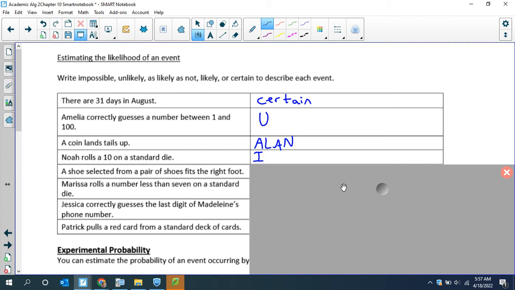A shoe selected from a pair of shoes fits the right foot. Well, you have a left foot and a right foot, so that would be a 50% chance. So we're at as likely as not here.